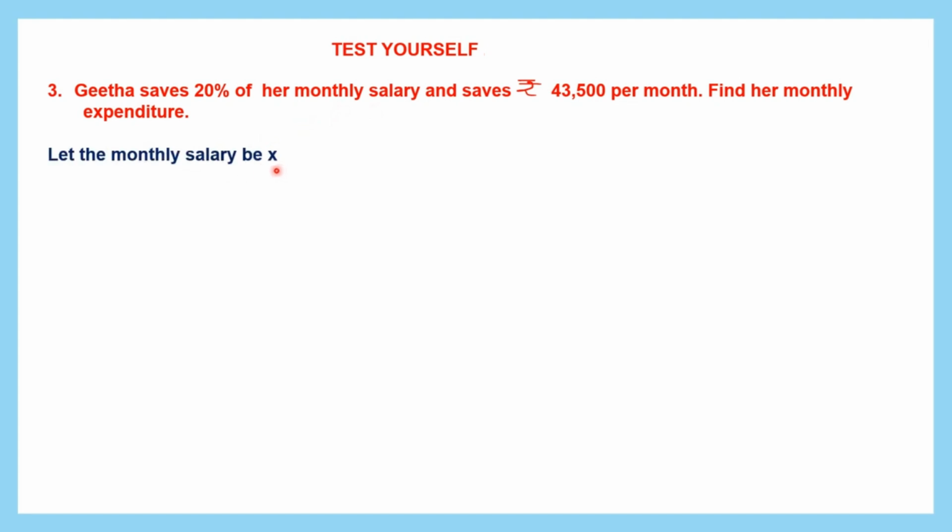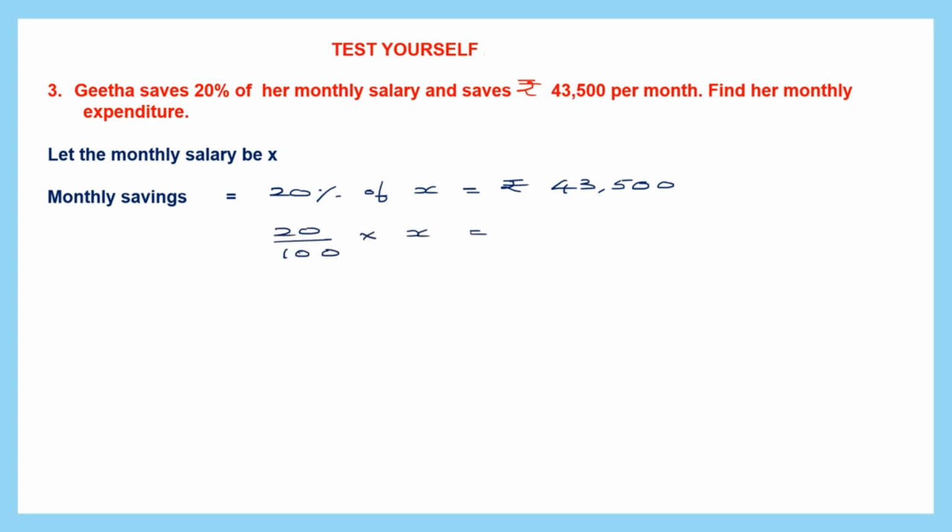So let the monthly salary be X. And here it says monthly savings, 20% of the monthly salary, is equal to so much. So how much is that? So 20% of X, that is the monthly salary, is 43,500 rupees. This is given to us. So now let's calculate this. So 20% means 20 by 100 of X is equal to 43,500 rupees.